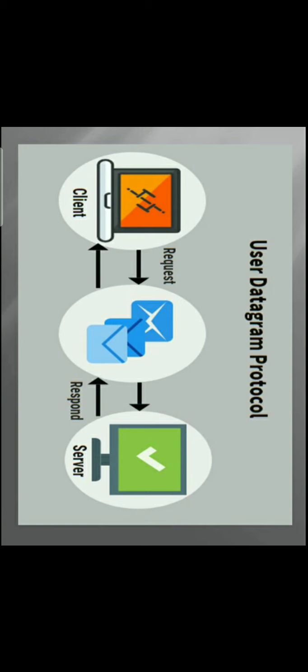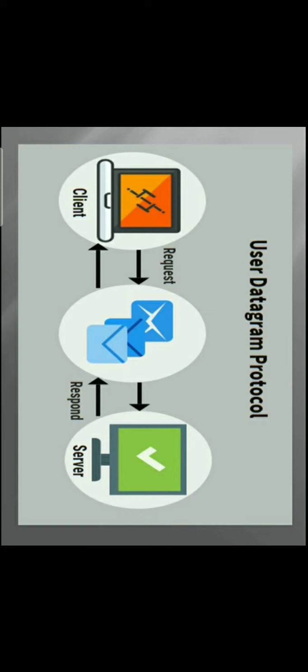Next is User Datagram Protocol. It sends independent packets of data from one computer to another. It does not establish any connection between the sender and the receiver. So it is an unreliable protocol and does not guarantee the arrival of the packet, like postal mail. So we have three types of protocol: Transmission Control Protocol, Internet Protocol, and User Datagram Protocol, in which TCP and IP are reliable protocols, but UDP is the unreliable protocol.